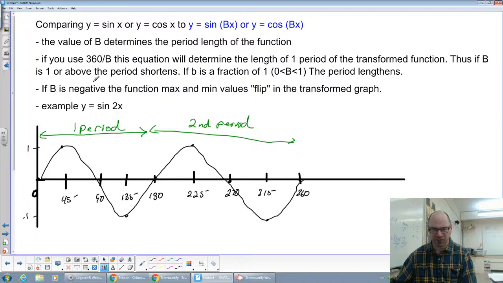B, the B value, which is right beside the X, determines the period. If you take the original period of 360 degrees and divide it by B, this will determine the length of the period. So if you have a 2, you'd have the period being 1/2 as long. So instead of 360, it's 180. Or another way to look at it is if you had a 2, you'd have 2 periods in the original 1 period. If you had a 3, you'd have 3 periods in the original 1 period of 360 degrees. And if it is negative, again, it flips around the graph.